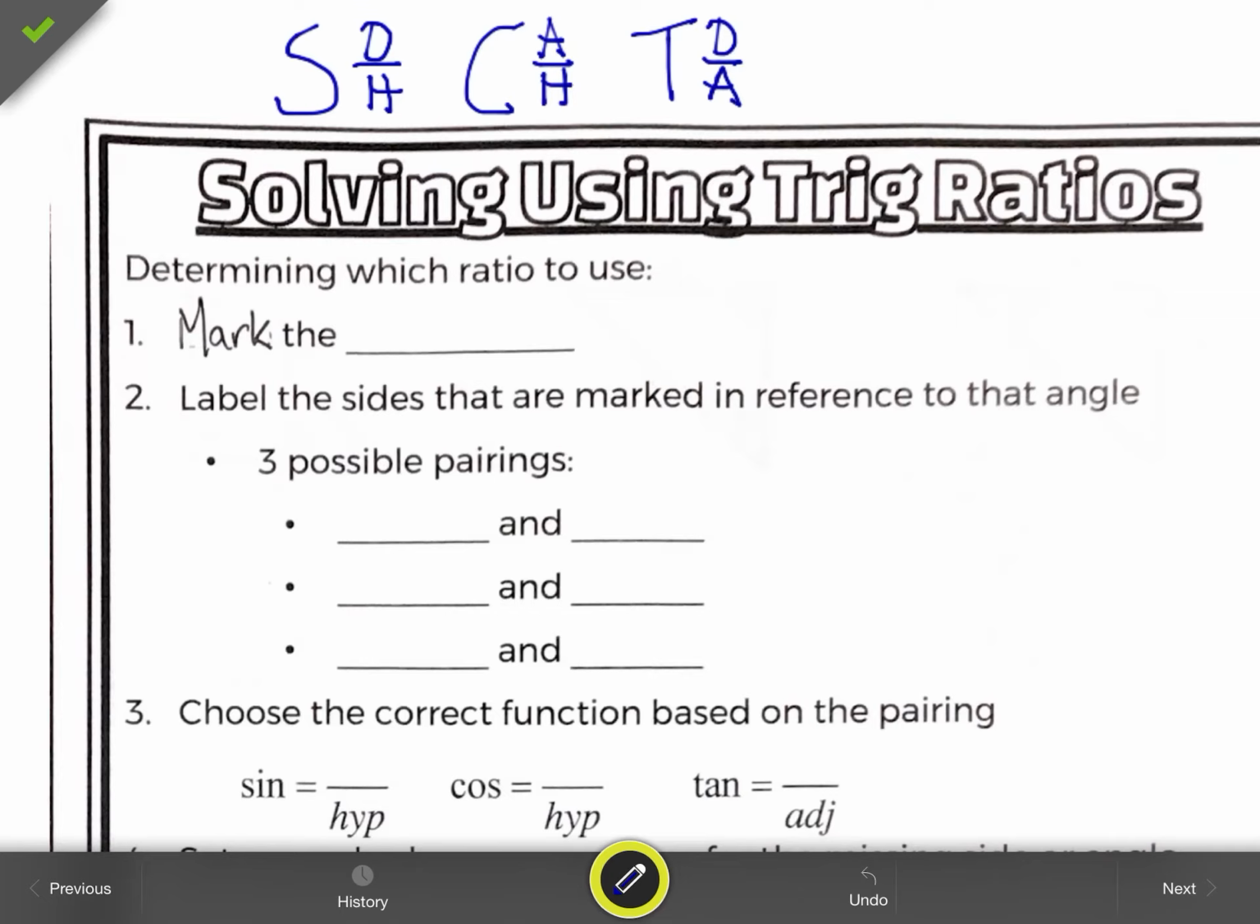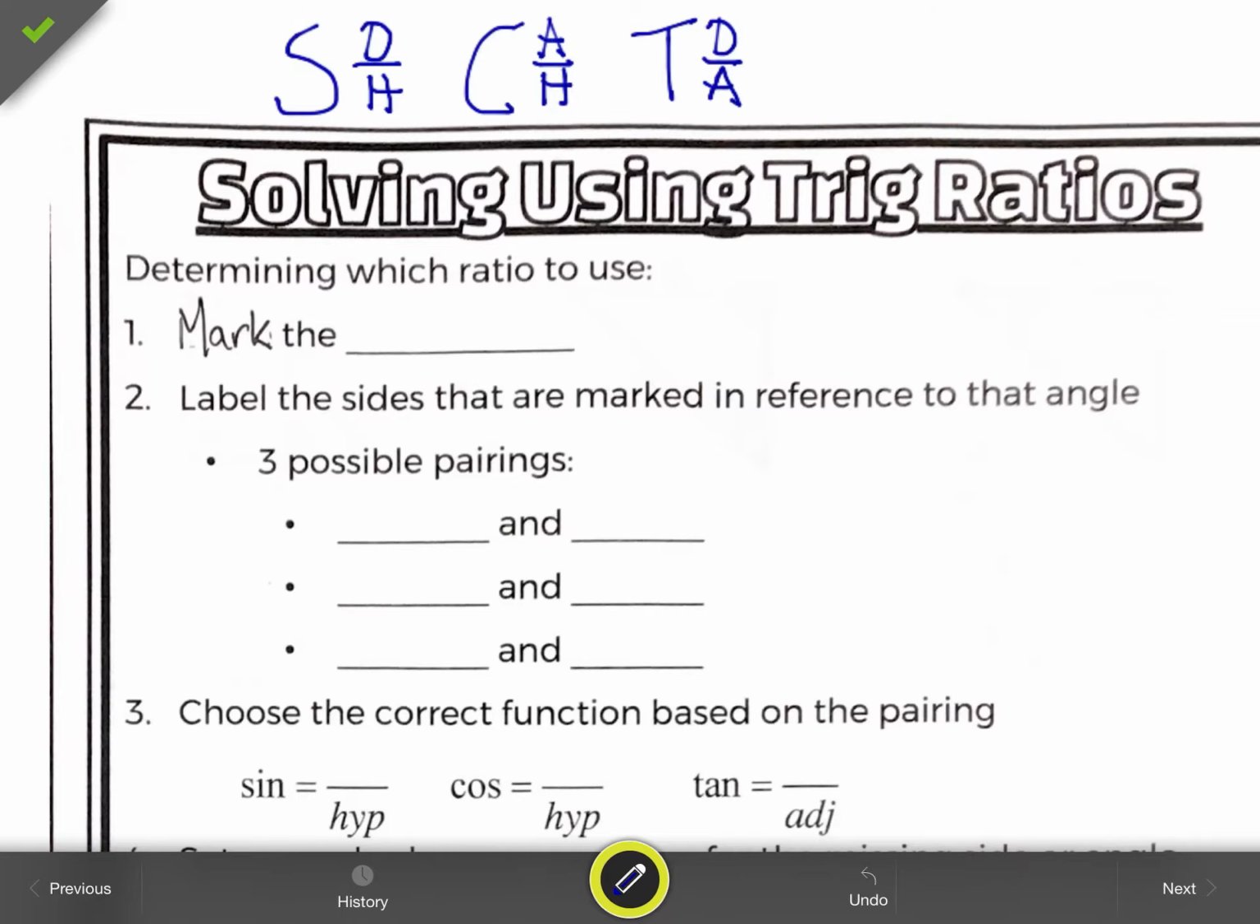Sine is opposite over hypotenuse. C is for cosine, and it is adjacent over hypotenuse. And T is for tangent, which is opposite over adjacent. Now, if you look down at the bottom of this page, you're not just going to write fractions. You're actually going to have to write an equation and solve. Geometry always seems to circle back to write an equation and solve.